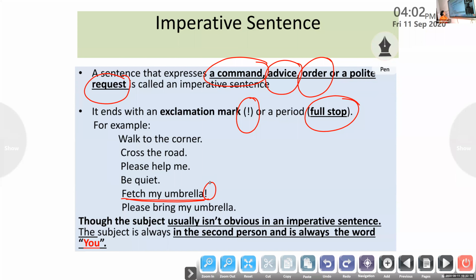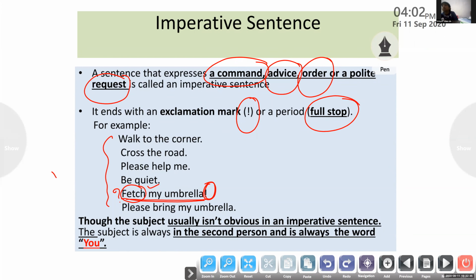But how can we understand that it is an imperative? Because here there is no subject. The subject is hidden. It is just starting with the verb. This is how we identify an imperative sentence. Am I clear? So an exclamation mark is not the only point that helps us identify an imperative sentence.